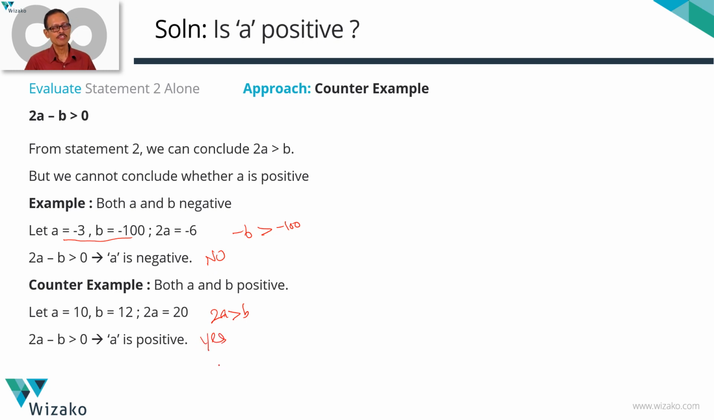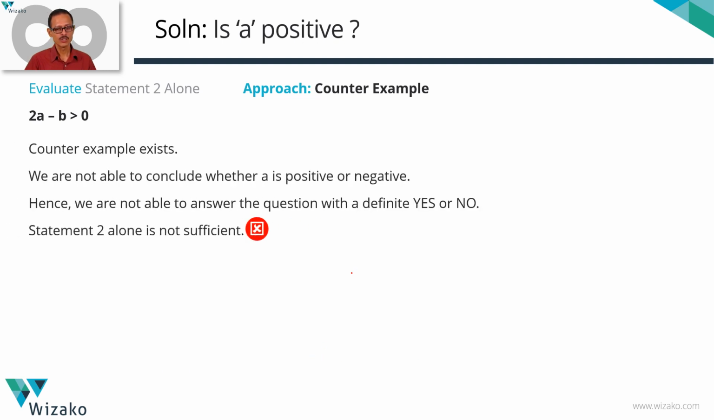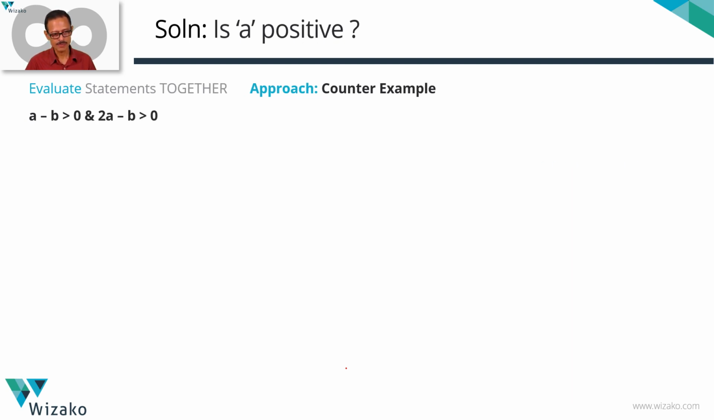We found a no, we found a yes, satisfying the statement. So statement 2 alone is not sufficient. Of the 3 choices, let's eliminate B. We are down to C or E. Combine the 2 statements. Data that we have, from statement 1, we can say A is greater than B. From statement 2, we know 2A is greater than B.